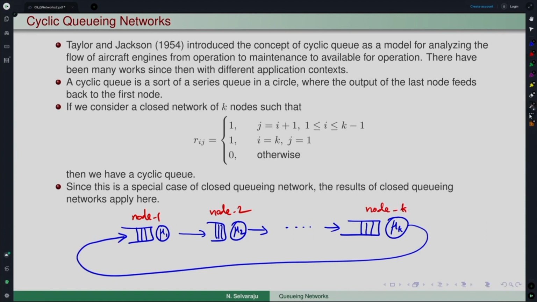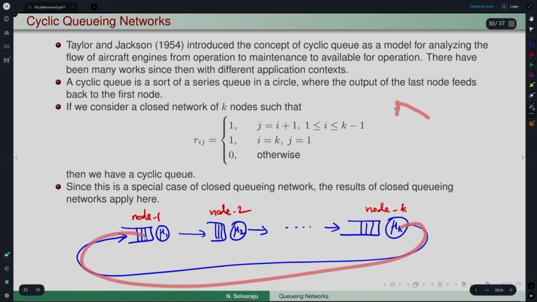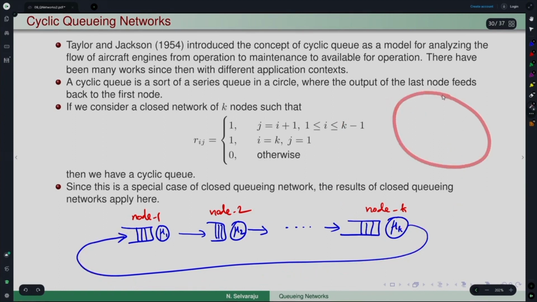Like series was a special case of the open network, this is basically a series queue. You can in fact draw this diagram in a circle like this, so that the connection becomes very nice. Here we have to connect it from here to here, but if you draw it in a circle, it will come naturally. So it is also called a circulant network. Sometimes this kind of thing is also called in that fashion.